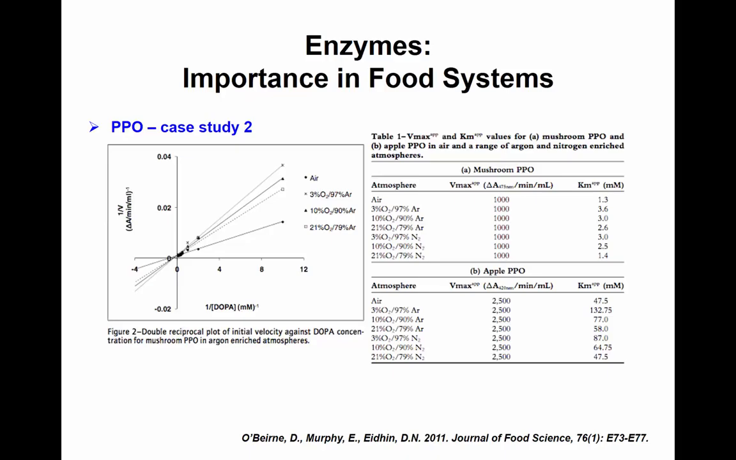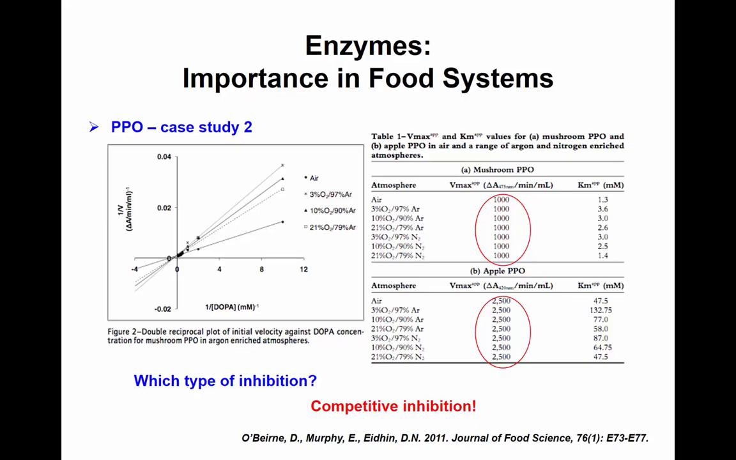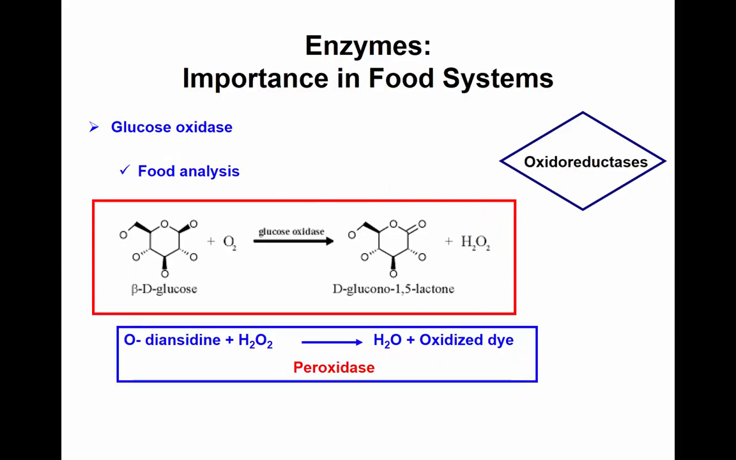So if you look at the Km value, looking again at the figure and the values here, is it competitive, non-competitive, or uncompetitive? Looking at the figure and the values, it's competitive inhibition, because the Vmax is not changing, but the Km values are changing. The highest Km was in the presence of the highest percentage of argon. For the PPO extracted from mushroom and the PPO extracted from apple, again, the highest argon concentration resulted in the highest Km. So it's a competitive inhibition.